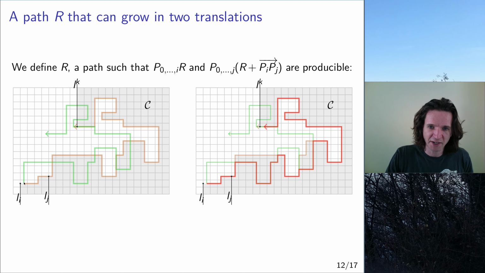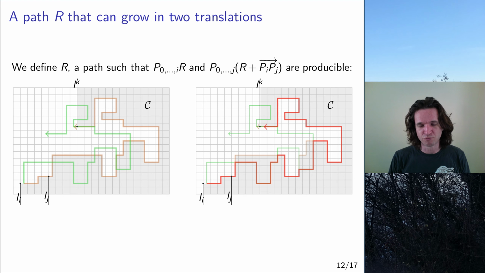And now the way we build R is simply by tracing along P and the translation of P, turning right maximally whenever there's an intersection. So every time we have an opportunity to turn right, we turn right. We're following along this path, and here, for example, we have an opportunity to turn right, so we turn right, and we get the path shown in red on the drawing on the right. This path has the property, and we proved this in the paper, that it can grow in its initial translation shown here, and also translated by PiPj.